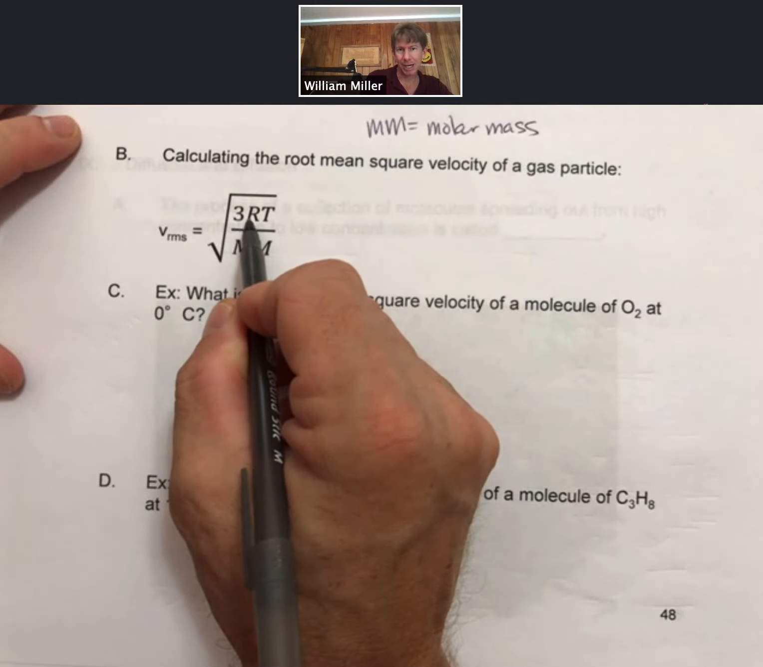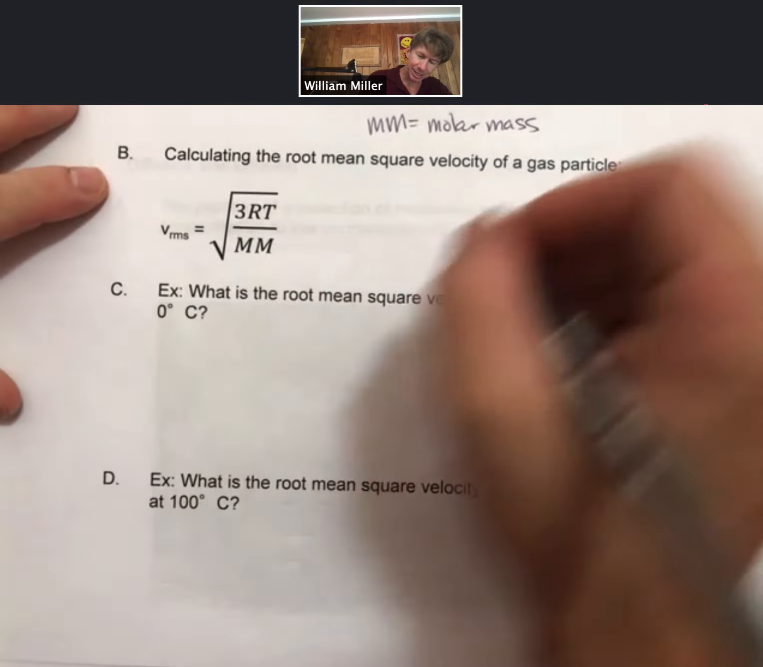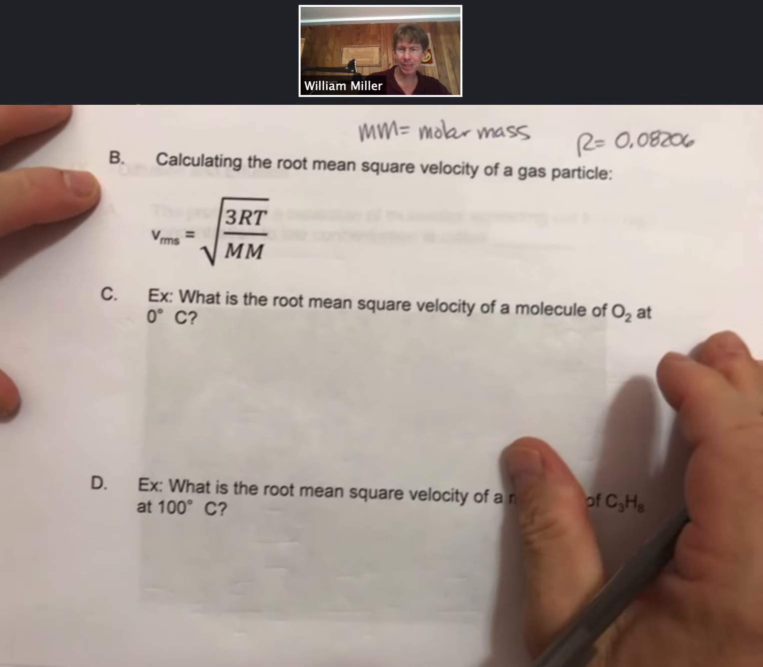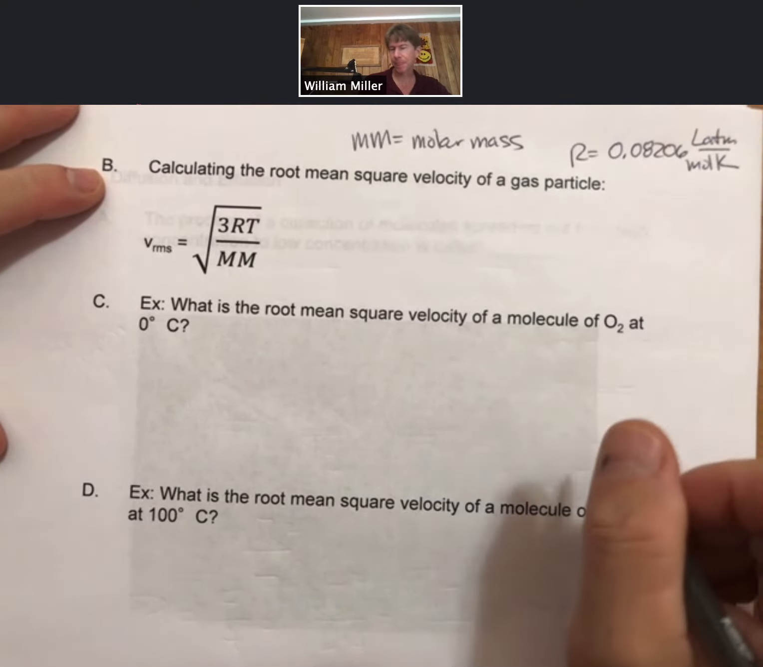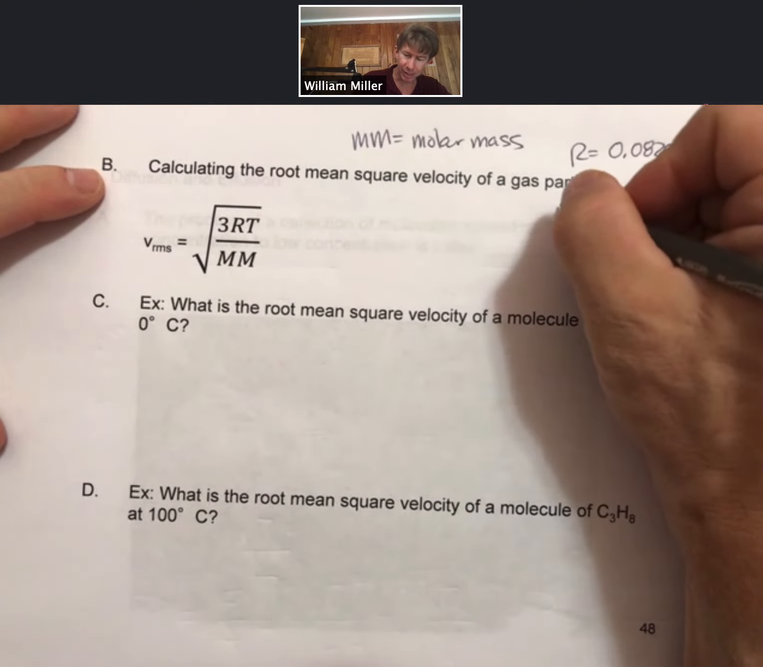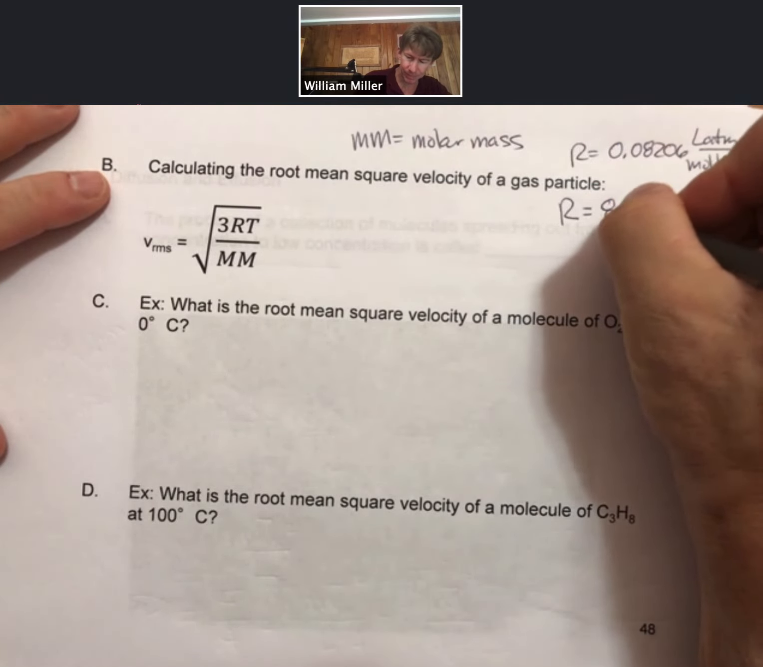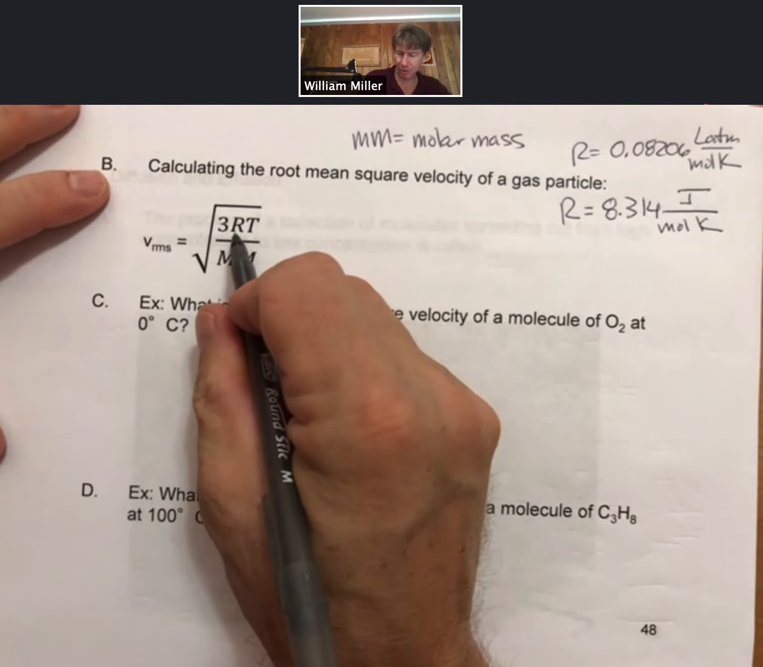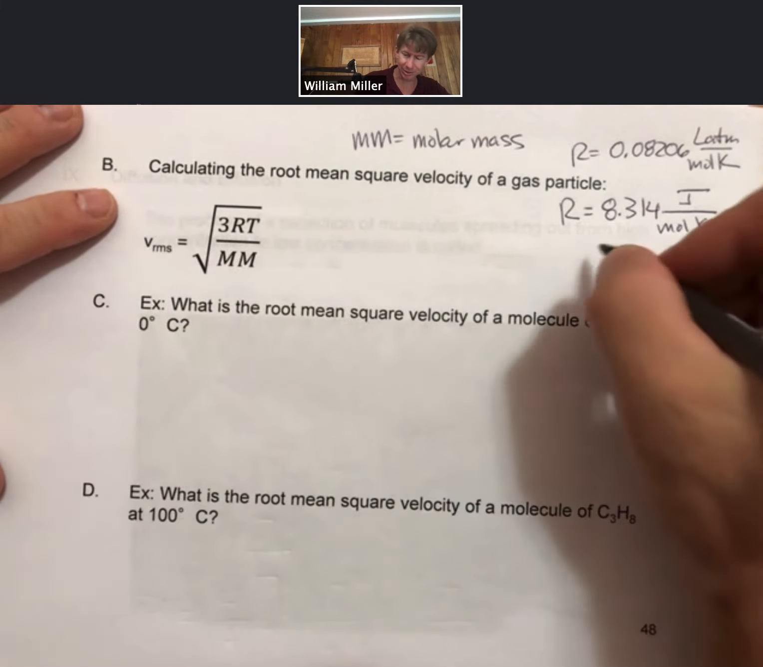R is the ideal gas constant, and R previously has been 0.08206, and that was in liter atmospheres per mole Kelvin. There's another value of R. It is 8.314 joules per mole Kelvin. And that's the version of R that we will use in all cases other than the ideal gas law.